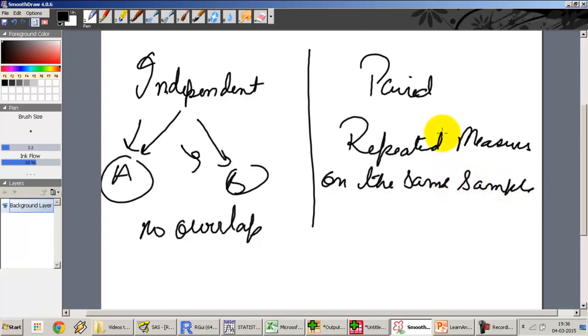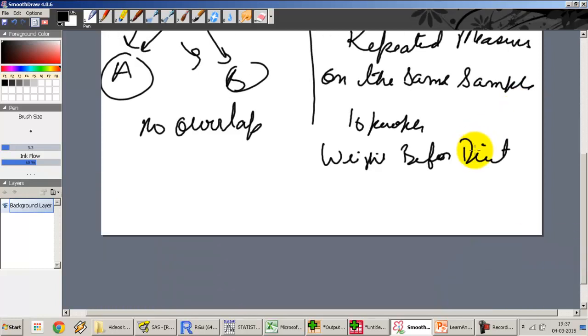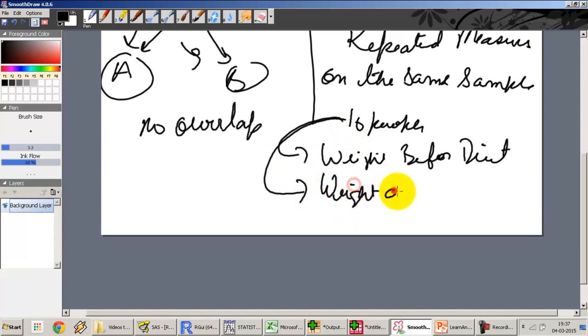So what that essentially means is, I'll give you an example. Let's say that we take a sample of 10 people and we measure their weights. We take their weights before a diet, so we measure weight before diet, and then we subject them to a diet. It could be an Atkins diet, a vegan diet, a vegetarian diet, a low calorie diet, a high calorie diet, or whichever diet that we want to do. And for these same 10 people, after the diet, we measure their weight again. So weight after diet.